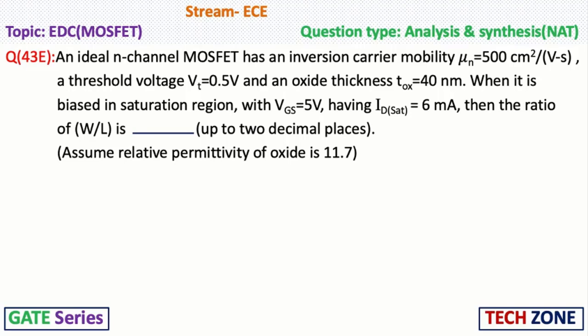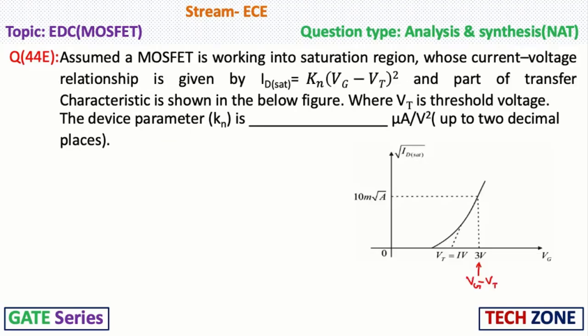Now we'll see the next. The question here is: assume a MOSFET is working in the saturation region whose current-voltage relationship is given by ID sat equal to Kn (Vg minus Vt)², and part of the transfer characteristic is shown in the figure below, where Vt is the threshold voltage. The device parameter Kn is fill in the blanks microampere per volt squared, and the answer should be up to 2 decimal places. So this is the characteristic given here.